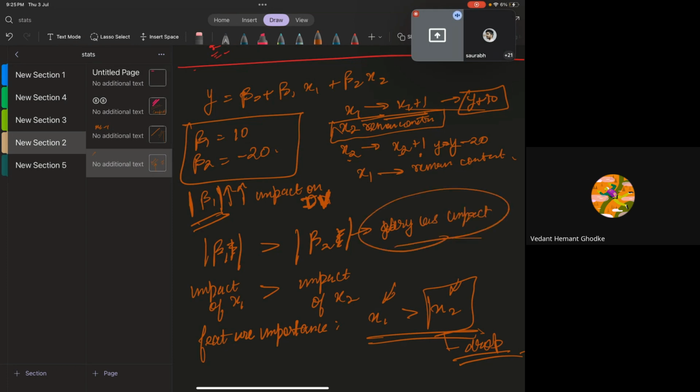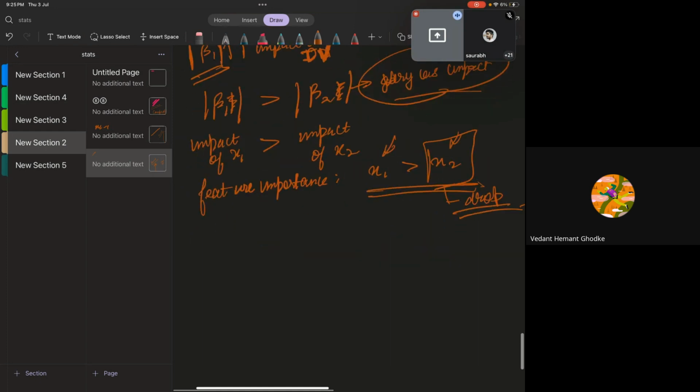And hence, what are you doing? If feature 2, x2, let's say you have many variables, x1, x2, x3, x4. You cannot take that many variables to your home. You need to drop some variables. Otherwise, curse of dimensionality will kill you. So now when you have to drop the variables, curse of dimensionality, I'll explain.